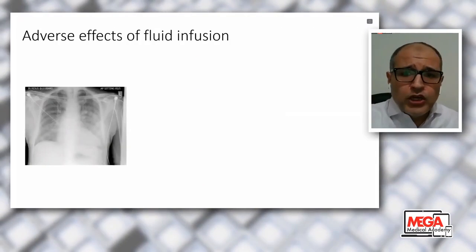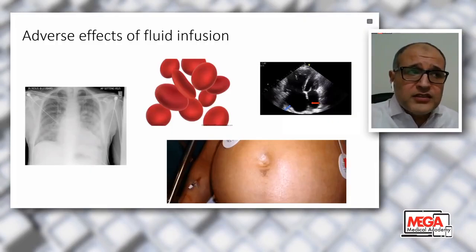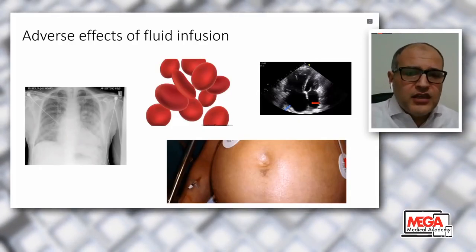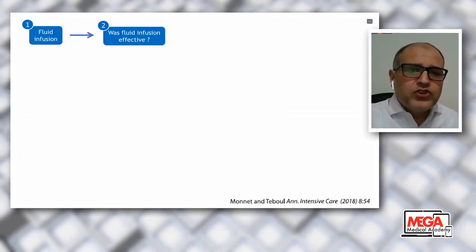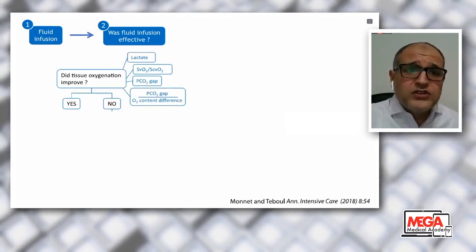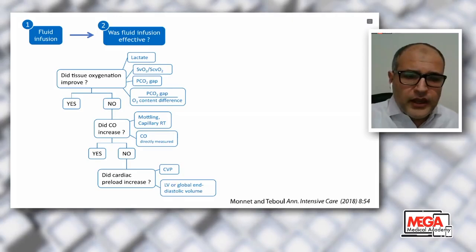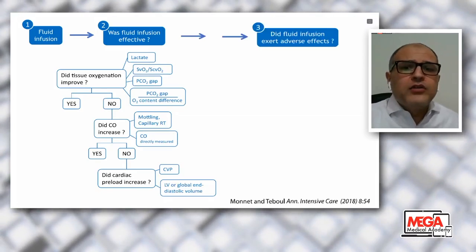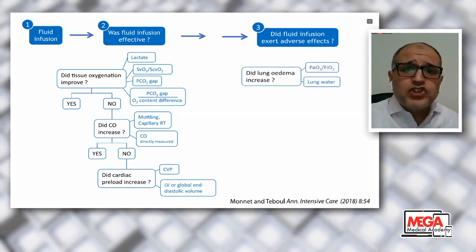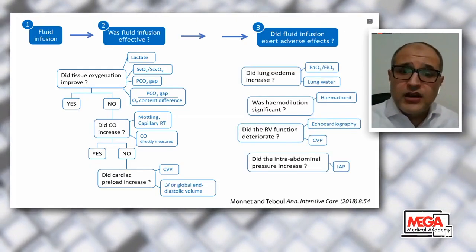Lung congestion, hemodilution and coagulopathy, right ventricular dysfunction, and increased intra-abdominal pressure. All these signs should be closely monitored when we are resuscitating our patients. So if I have a fluid infusion, I need to see whether it is effective or not through the oxygenation indices, the cardiac output, and the preload indices. And I also need to see whether my fluid exerted adverse effects, such as lung edema, hemodilution, right ventricular dysfunction, and intra-abdominal pressure.